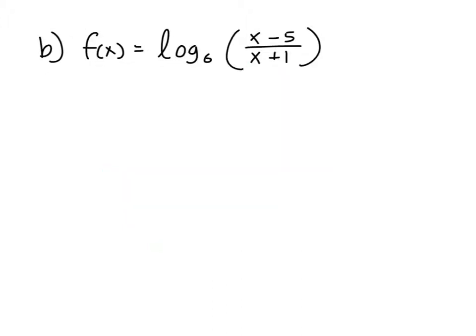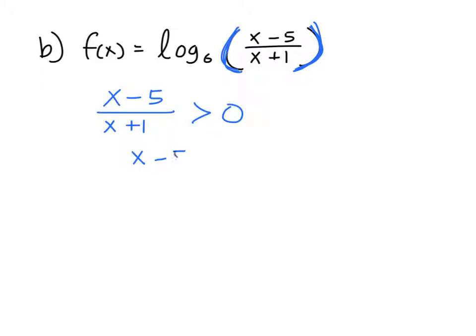All right, in this example we have this rational expression here, rational term, that all must be greater than 0. So x minus 5 over x plus 1 must be greater than 0. So whatever you're taking the log of, it must be positive, right? Now, if you were to try to solve this, and if your first step was to multiply both sides by x plus 1, and then you had x minus 5 is greater than 0, don't do that.